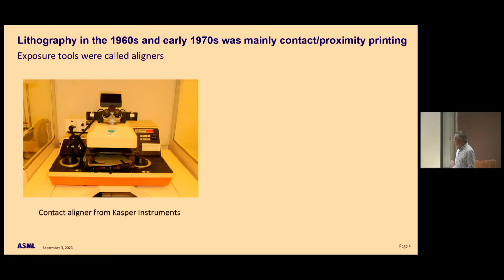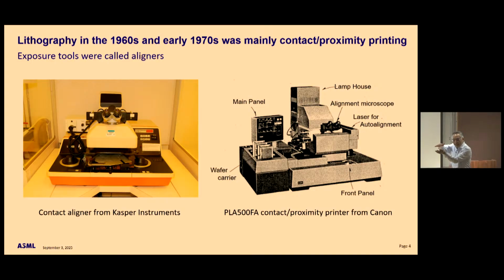And this is an aligner from Casper Instruments here in the US. These guys were the king back in the 60s, okay? They were very good at doing contact printing. You put the mask right on top of the wafer, right? You align, and then you shine the light. The problem with contact printing is that it generates particles, because you're rubbing the wafer against the mask. So what happened was that later, we created a gap between the mask and the wafer, and then they went from contact printing to proximity printing.